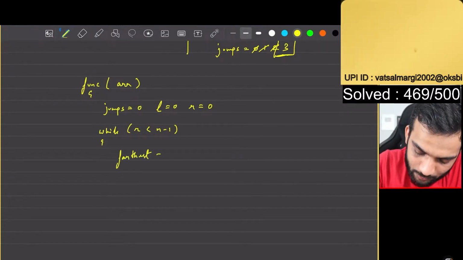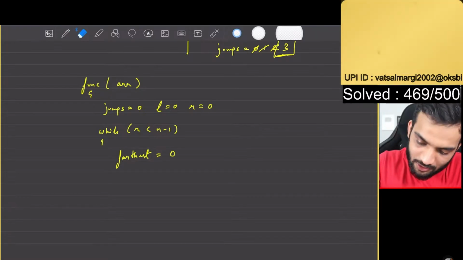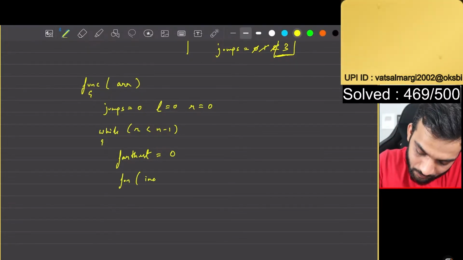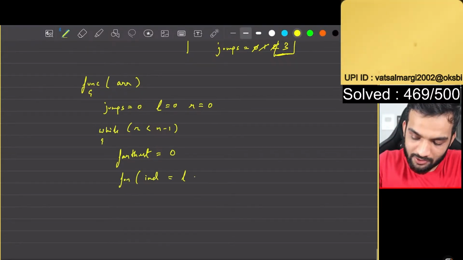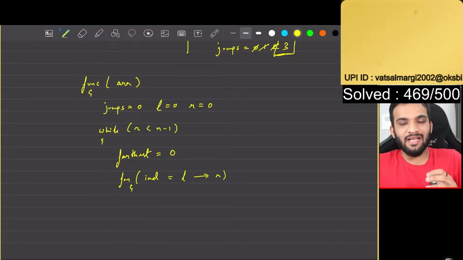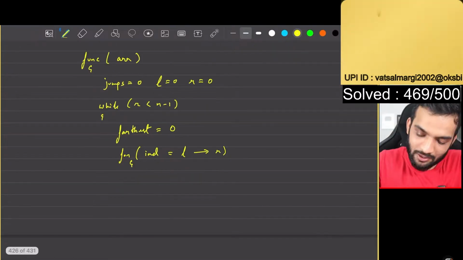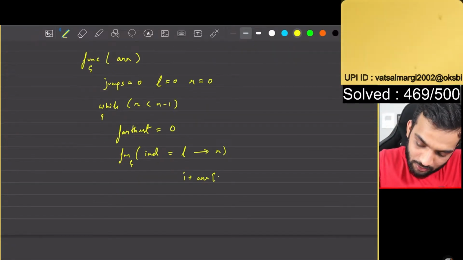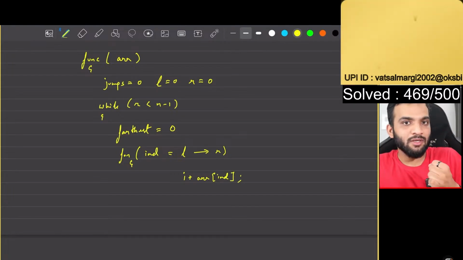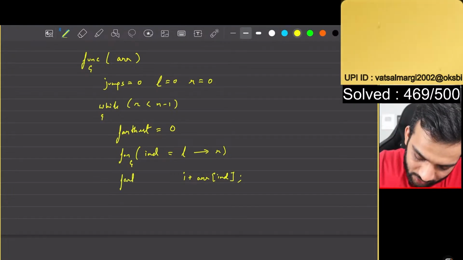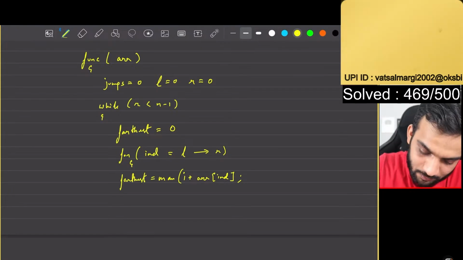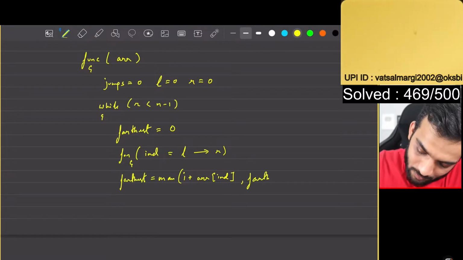So we can call it farthest equal to 0, because I'm trying to get the farthest. Now what is my range? It's from L to R, right? So I'll start traversing from L to R, okay? And I know one thing, if I'm standing at i, I can go till the jump allowed, and I need to see what's the farthest I can go. So I'll be like, okay, what's the farthest? It's going to be max of this one, comma, farthest.